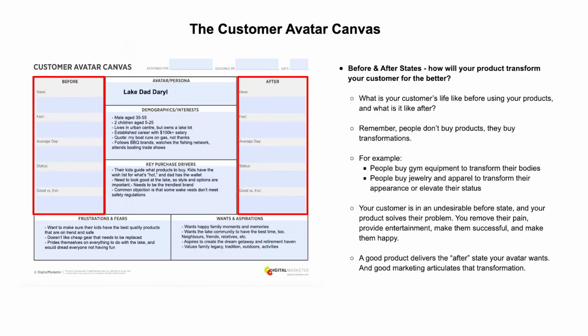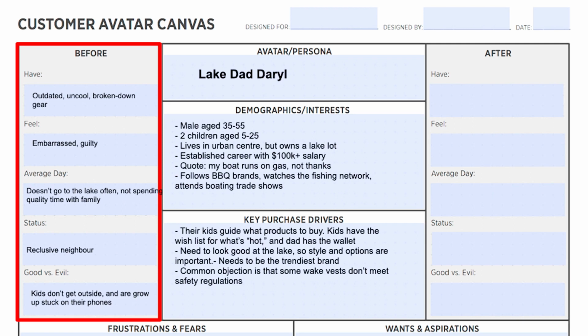So there are 5 different sections in the before and after states, and it's ultimately all about how your product will transform your customer for the better. What was your customer's life like before using your products, and what is it like after? Remember, people don't buy products, they buy transformations. For example, people buy gym equipment to transform their bodies, or people buy jewelry and apparel to transform their appearance or elevate their status. So let's take a look at Lake Dad Daryl's before states.